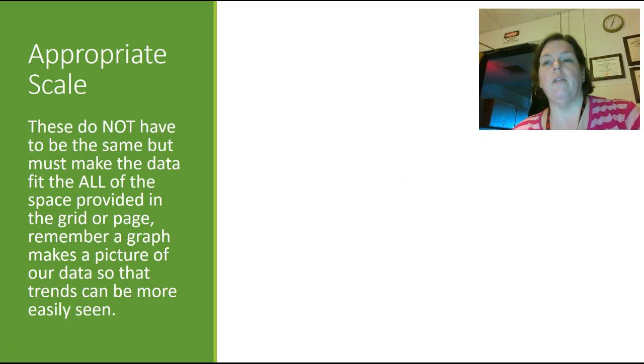Okay, for a line graph, the scale is going to matter on both the x and the y, but they do not have to be the same.